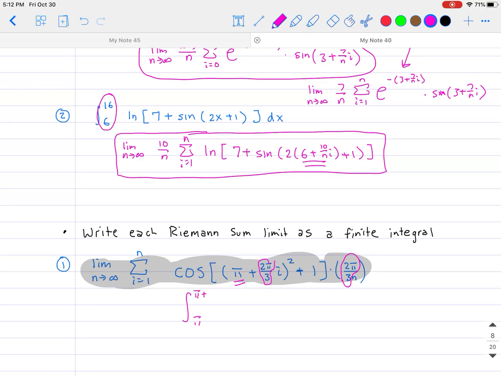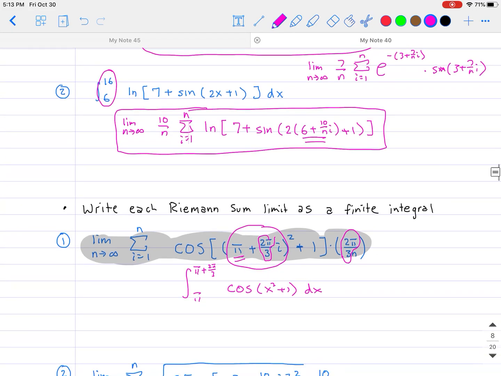Well, that's where this next part comes in. The 2 pi over 3 that you see consistently over here tells me that's the size of the base. So it's going to be pi plus 2 pi over 3. So let me write that in. Pi plus 2 pi over 3. And my function, now this whole thing, that's supposed to be x then. So that's going to be the cosine of x squared plus 1. And then we're just going to go ahead and write the dx part.